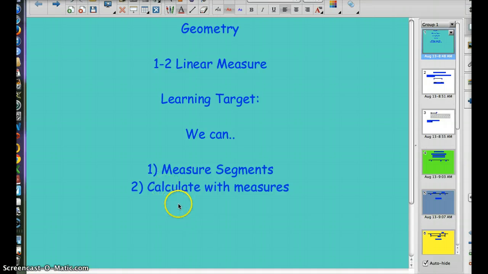Hello, geometry students. We're going to start 1-2 linear measure. The learning target is we can measure segments and calculate with the measures.